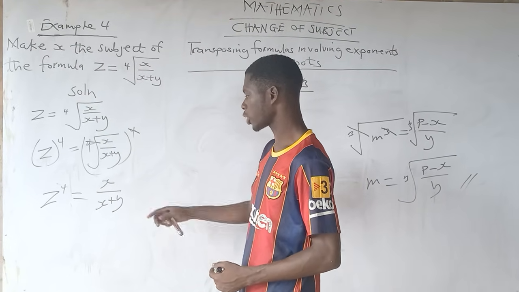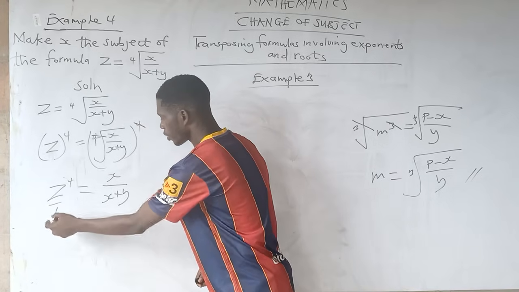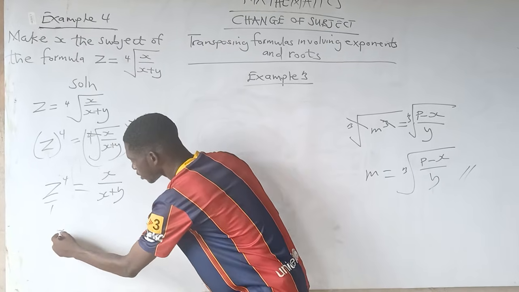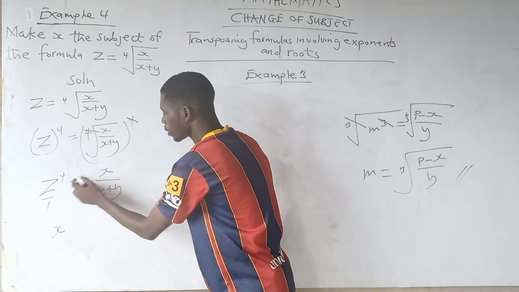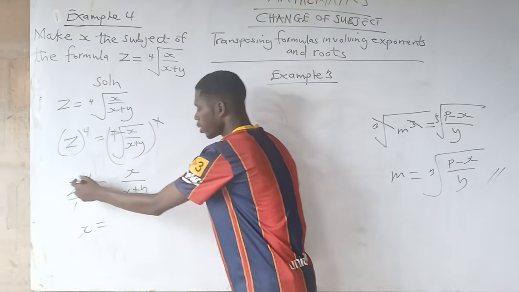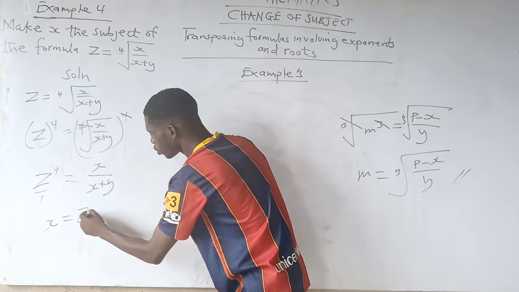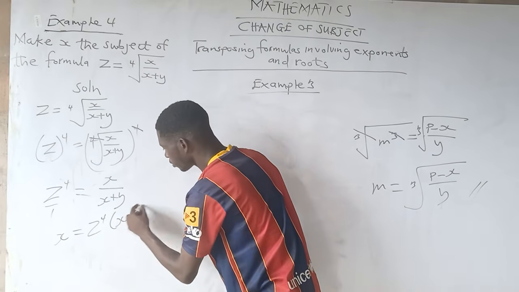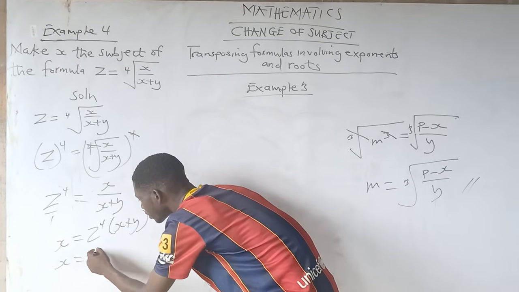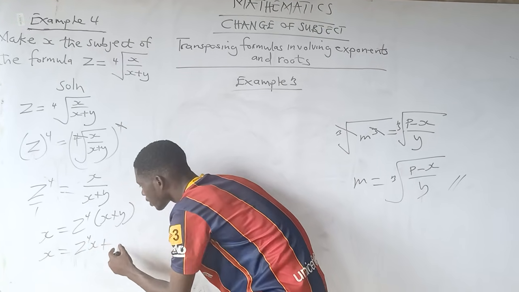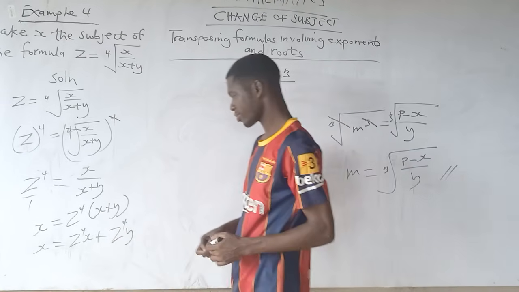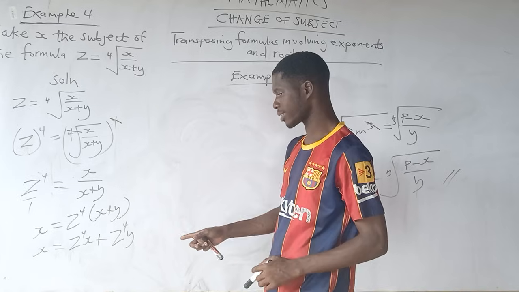You cross multiply. You can cross multiply because here is 1, right? So if you cross multiply, you get x, because 1 times x is x, equal to z to the power 4 over x plus y. So you get x is equal to z to the power 4 x plus z to the power 4 y. Yes, you get something like that, right?